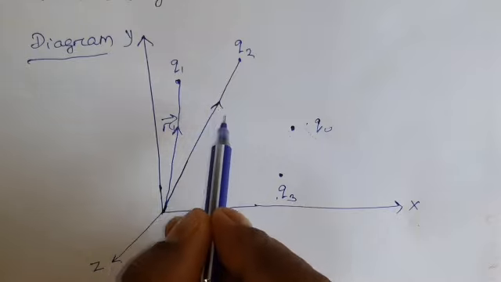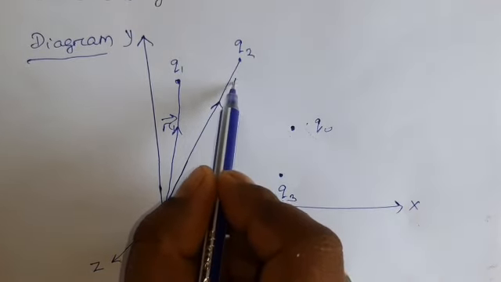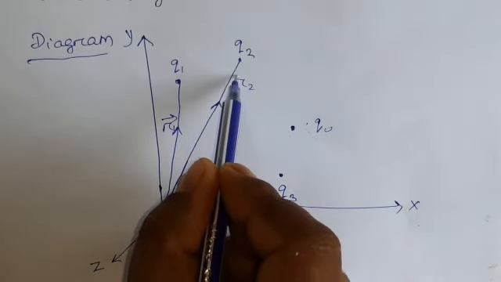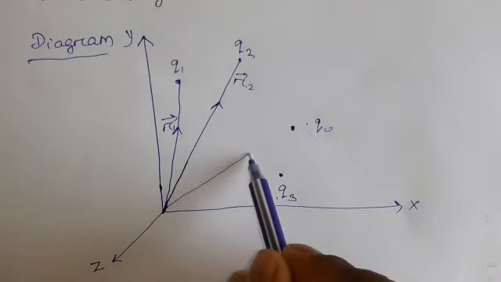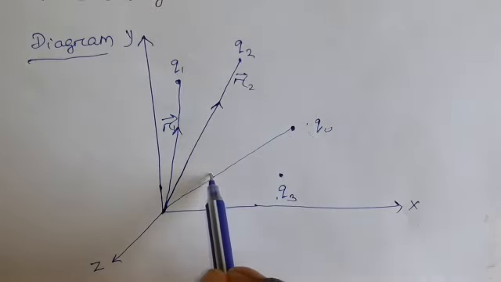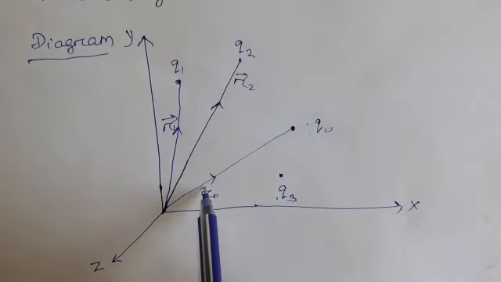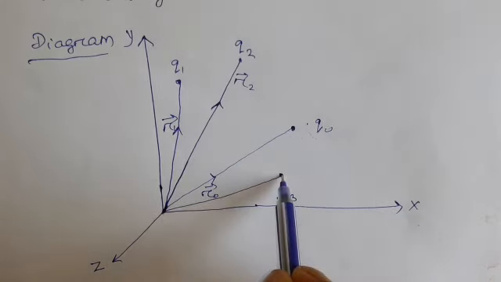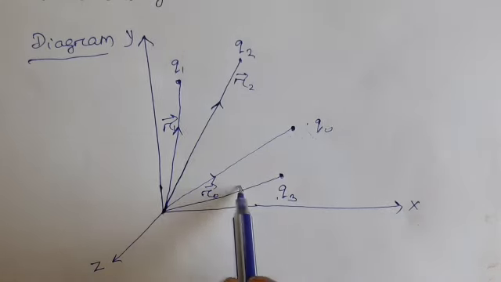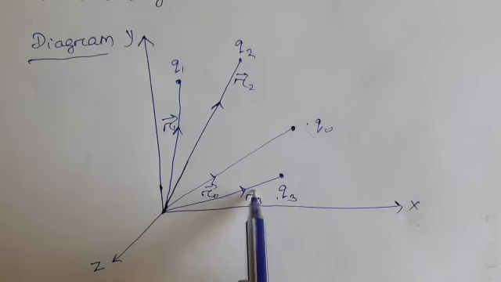Q2, this is R2 position vector, and here I will draw the position vector of Q naught. This is R naught position vector, and also I will draw the position vector of Q3. This is R3 position vector.